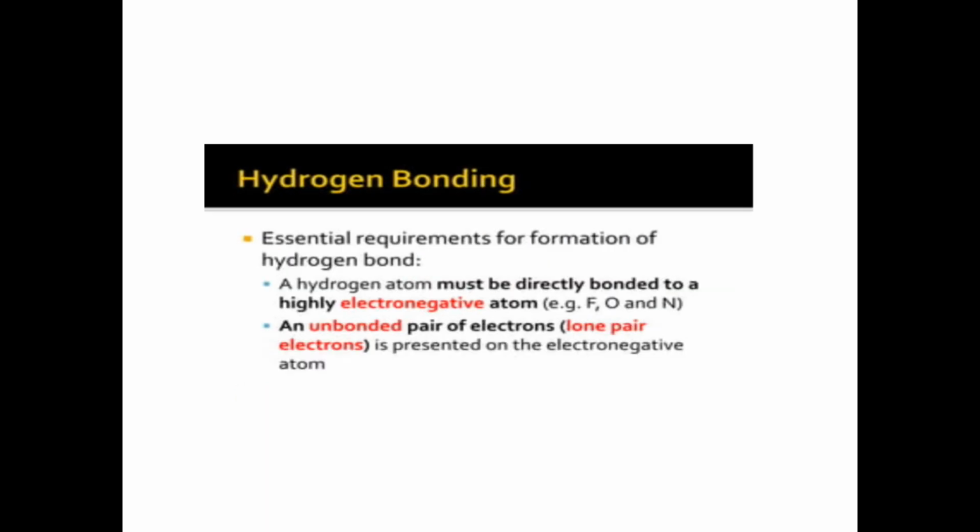Okay, so we must look at the key requirements for the formation of hydrogen bonding. One of the requirements is that the hydrogen must be directly bonded to that electronegative atom. It must be directly bonded. Then secondly, there must be a lone pair of electrons on the electronegative atom.